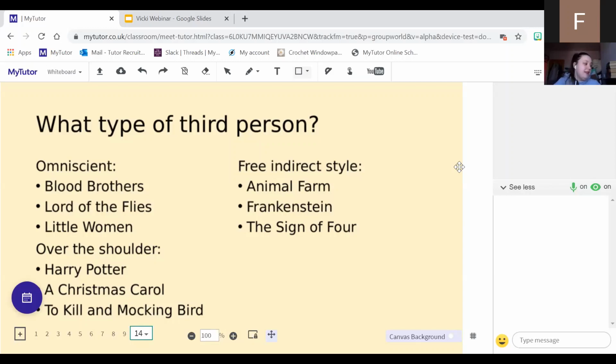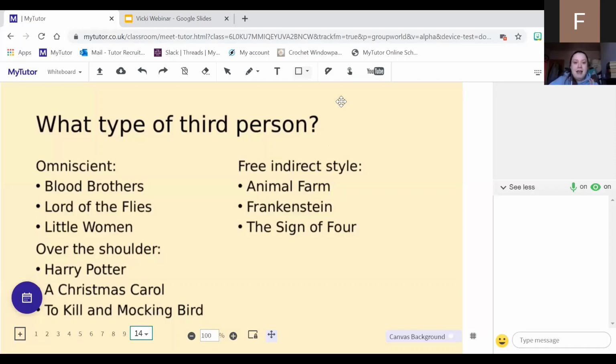Free indirect is basically when you have someone who's just reporting the facts to you, isn't giving you an opinion, and it's just very, very straightforward. I've given you examples there of Animal Farm, Frankenstein. There are some letters in Frankenstein, which are written in first person, and The Sign of Four. All three of those are set texts. So is Christmas Carol, so is Lord of the Flies, and Blood Brothers. So I'm hoping one of those you will be looking at. I've tried to cover something.